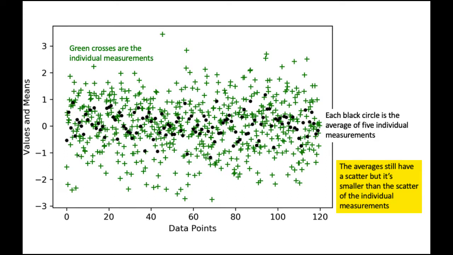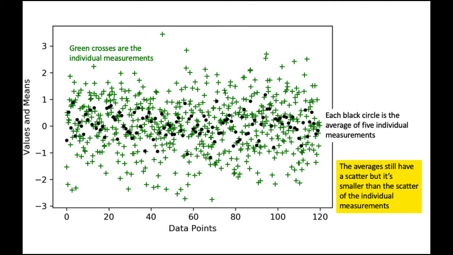And what you can see is that the original data points go from about -2.5 up to 2.5 or thereabouts. They cover a wide range, but the black circles, each of which is the average of 5 of the greens, they still have some scatter, but the scatter is much less. In fact, it'll be root 5 times less, which is what, 2 and a bit.